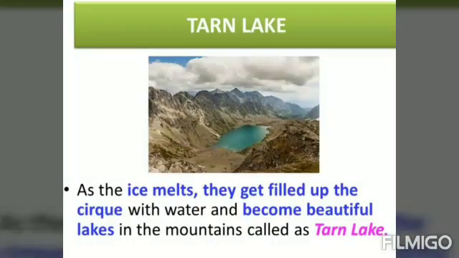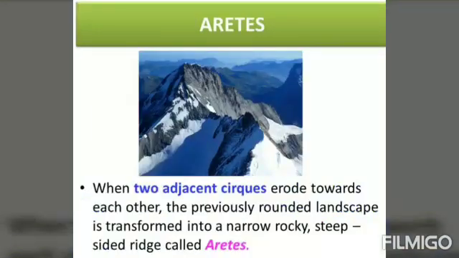TARN lake. As the ice melts, the CIRQUE gets filled up with water and becomes a beautiful lake in the mountains, called a TARN lake. ARETES. When two adjacent CIRQUEs erode towards each other, the previously rounded landscape is transformed into a narrow, rocky, steep-sided ridge called the ARETES.